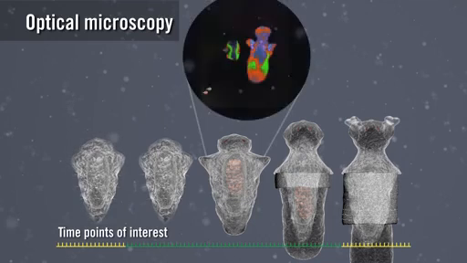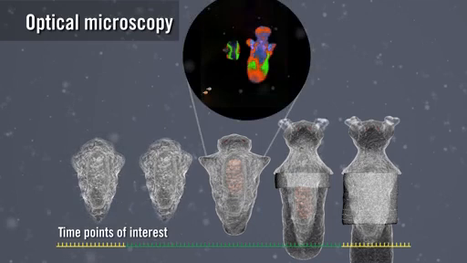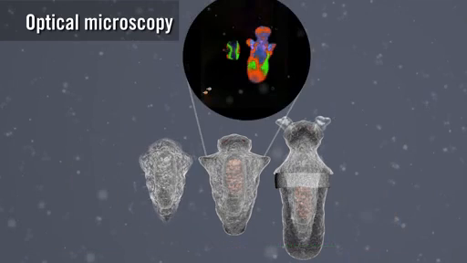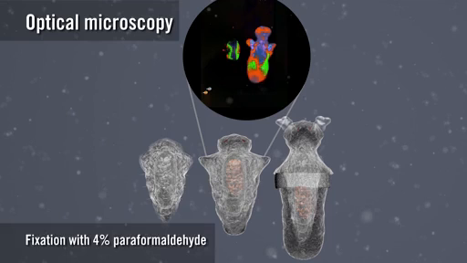Optical microscopy allows us to identify time and tissue region associated with the higher pH level. This is the first step to determine the time points of interest for further analysis. In the second step, preserve the tubeworm with fixatives at the relevant time points for electron microscopy.